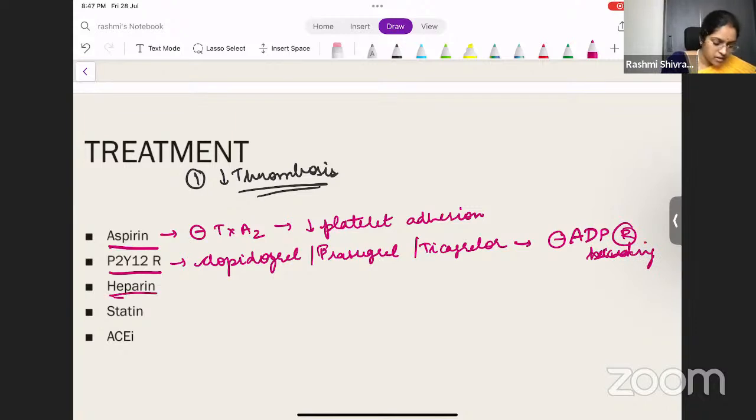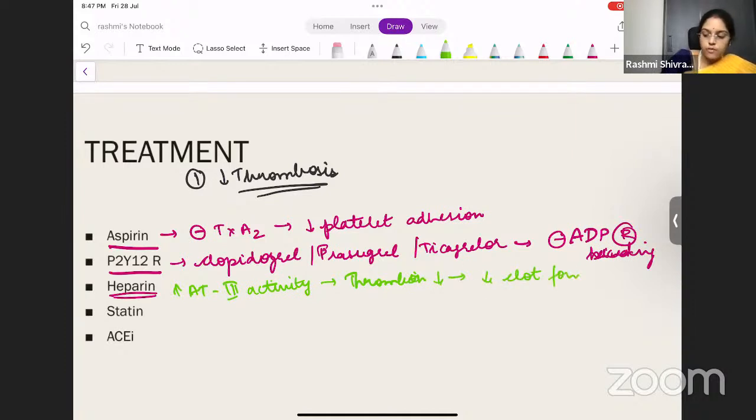Okay, so next is heparin. We know we give the patients intravenous heparin. Why do we give intravenous heparin? It increases the antithrombin 3 activity. Because of that, the thrombin activity will be reduced, and the clot formation will be reduced. Heparin decreases the clot formation because it reduces the activity of the thrombin.